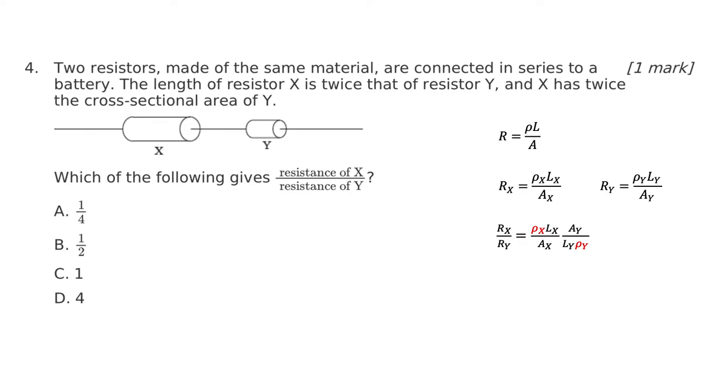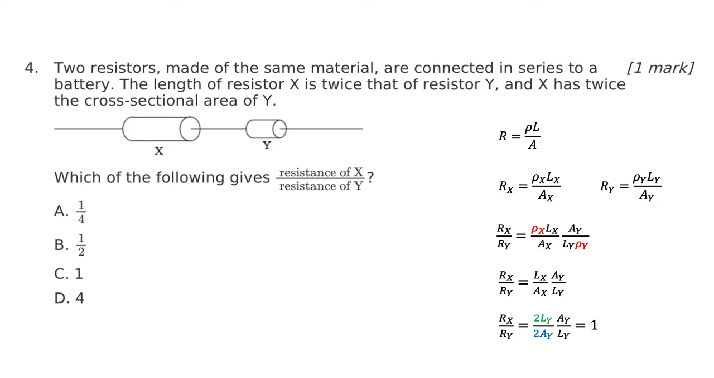If they're the same material, then they are going to have the same rho, and therefore those two values are going to cancel out. So in the next line, we're going to get rid of the rhos because those were the same value. Those reds are disappearing. We're then going to look at Lx, Ly, Ay, and Ax, and have a look at the information on the screen. Well, actually, we're told that x has a length which is twice that of resistor y, and that the area is twice that of our y.